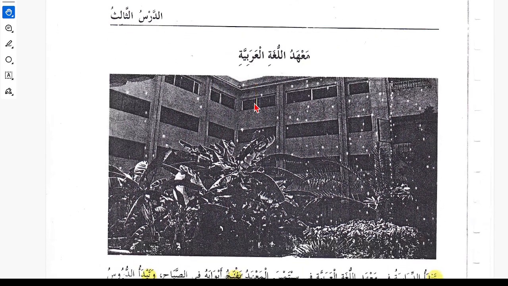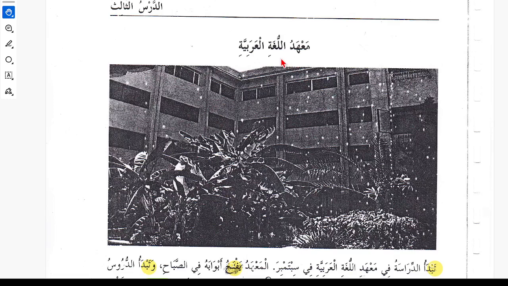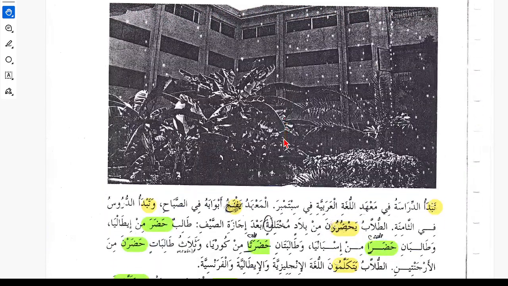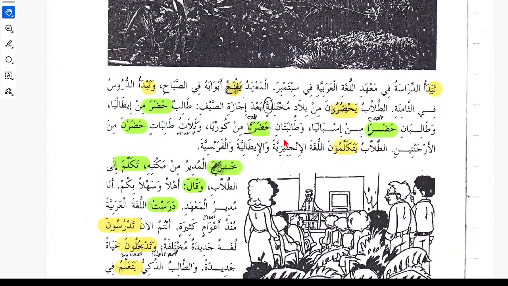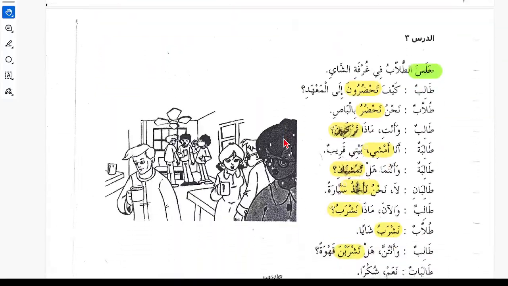Bismillahirrahmanirrahim. We're going to start from Ad-Darsu Salisu, lesson number 3, the topic of which is Mahadul Lughatil Arabiyati, the Institute of the Arabic Language. Before we go through the detail of this lesson, let's go through the concept first.